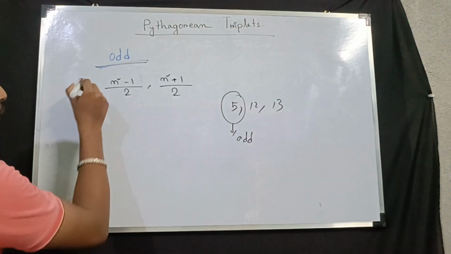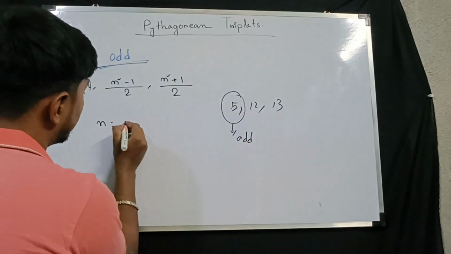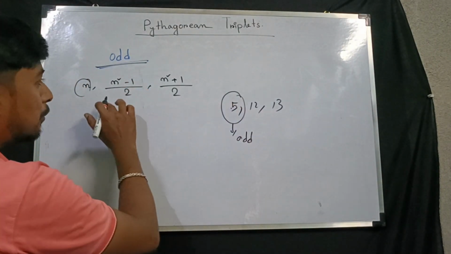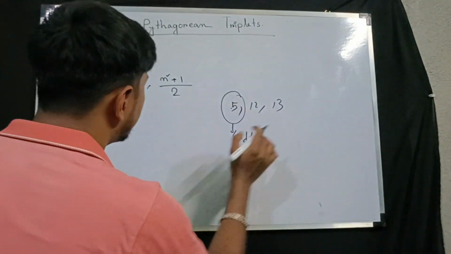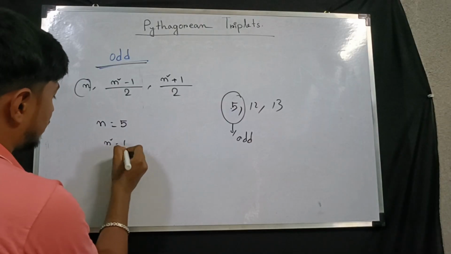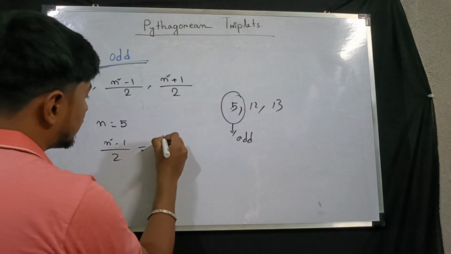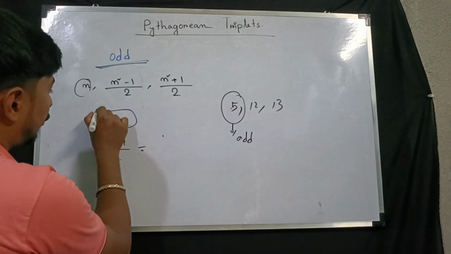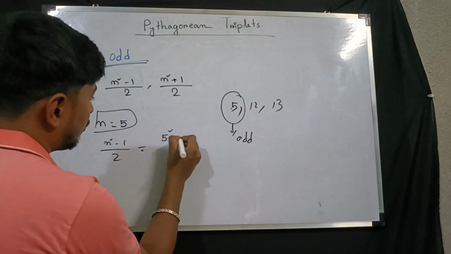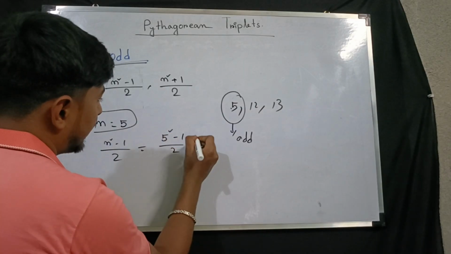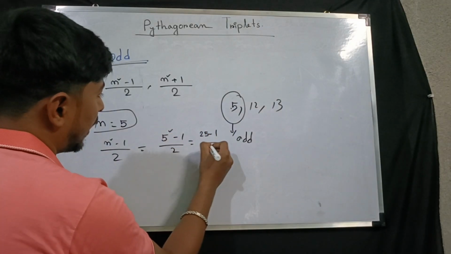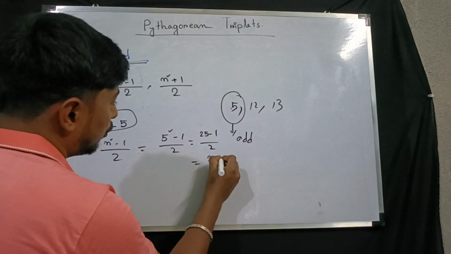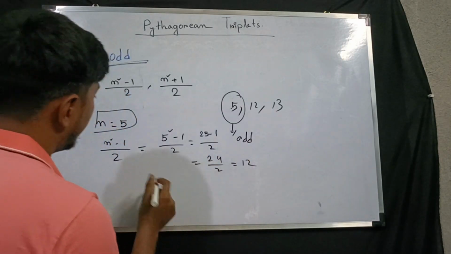Here the value of n is the first number, 5. Then how can I get the rest of the numbers? n square minus 1 by 2. That means the value of n is 5, so 5 square minus 1 by 2. It is 25 minus 1 by 2. So 24 by 2, that means it's 12.